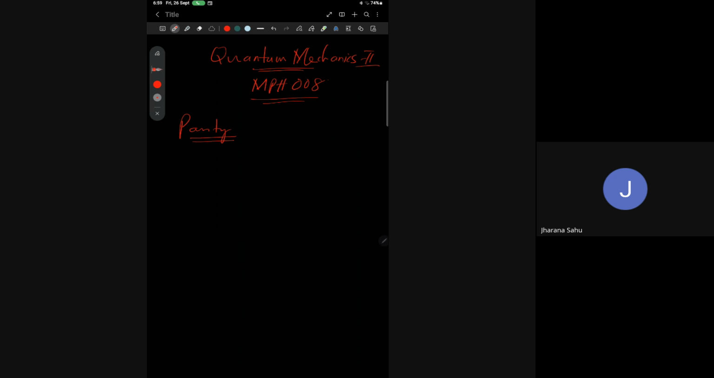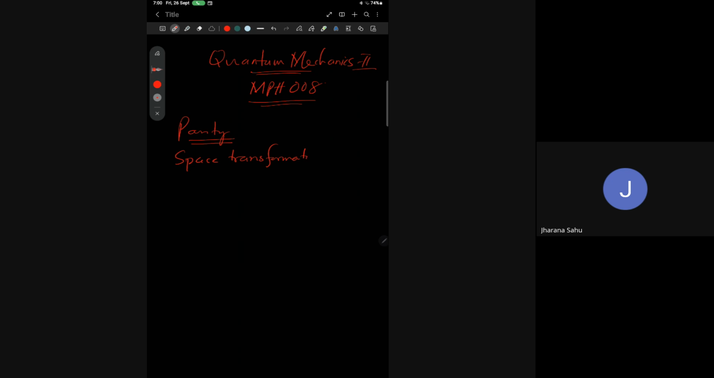So what does parity actually do? Parity is a space transformation. It takes the point x, y, z under the parity transformation to minus x, minus y, minus z. Okay.